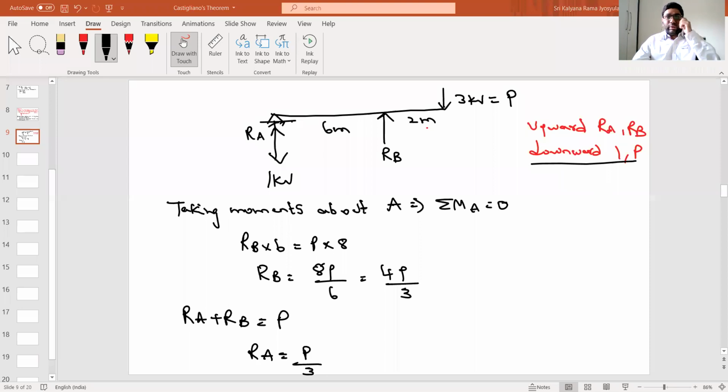But now what did we say? We need to calculate the deflection at point C. So RB will be upwards and RA will be downwards here. When we try to calculate, what is the total value acting? P. So this RA plus RB is equal to P minus 4P by 3. Correct? So RA is P by 3.